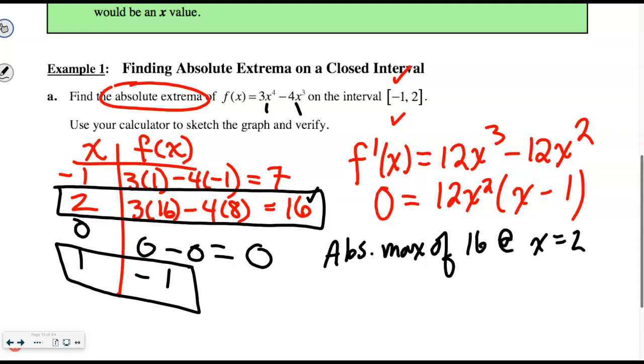And then similarly, I'm not going to write it out, you guys can. You'd say the absolute min of negative 1 at x equals 1. How's that, Avery? Very doable, right? The only time they get tricky is when it goes triggy.